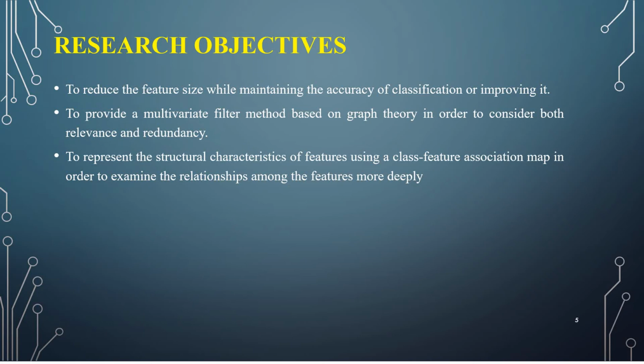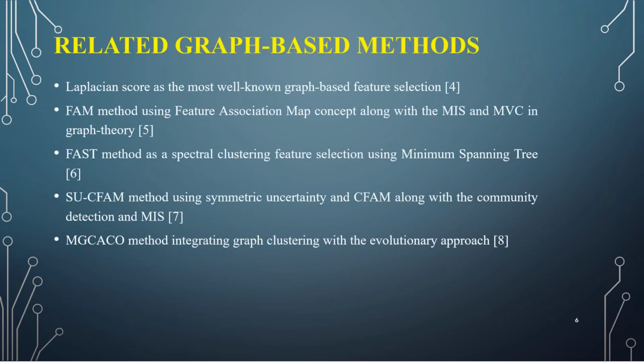Following that, we use a graph data structure to represent the structural characteristics of features using a class feature association map in order to examine the relationships among the features more deeply. Various methods have been proposed for feature selection in different fields, but we will take a brief look at methods based on graph theory. Maybe the most well-known filter method based on graph theory is the Laplacian score, which has been used in various ways in different methods.